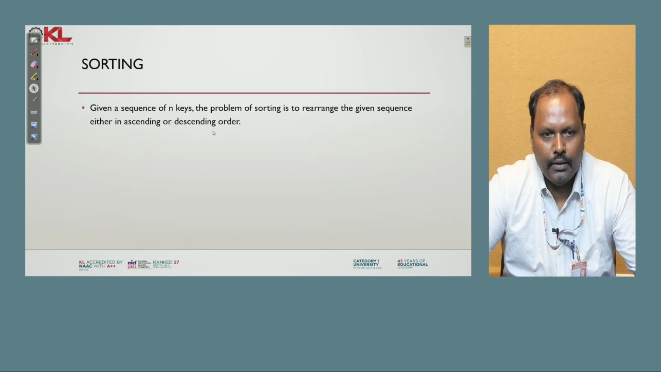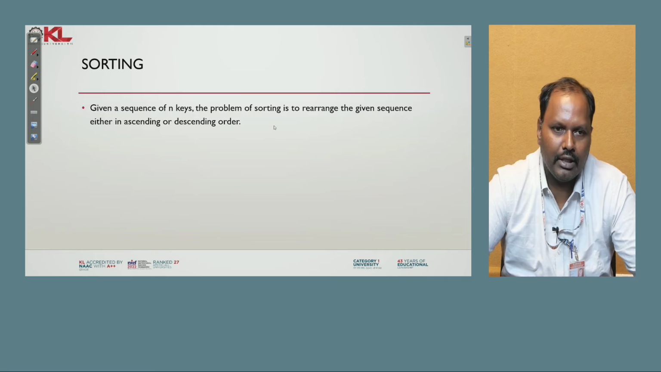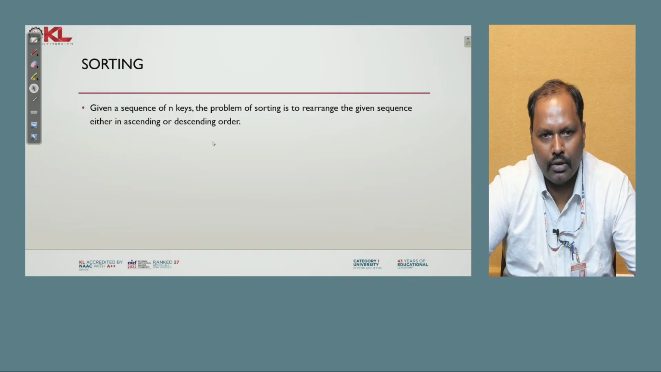Then sorting. In PRAM algorithms, we have odd-even sorting. Sorting means, given a sequence of n keys, the problem of sorting is to rearrange the given sequence in either ascending or descending order. It may be ascending or descending. We have to use a sorting technique.